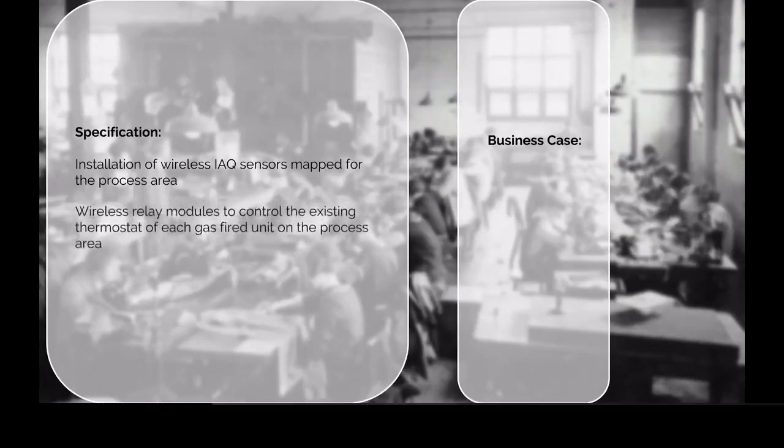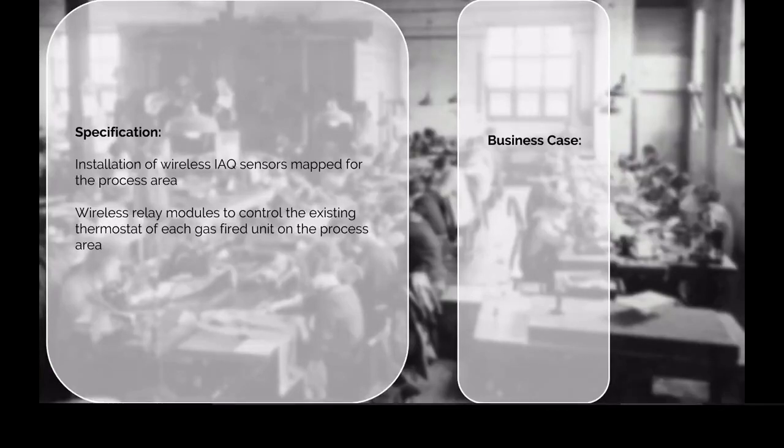And then what we're going to do is utilize the wireless communication available to us through the lighting system, and we're going to install indoor air quality sensors that are going to map the process area. We're going to install wireless relay modules that are going to control the existing thermostats of each of the gas-fired units in the process area, because that's going to provide us some real close control.